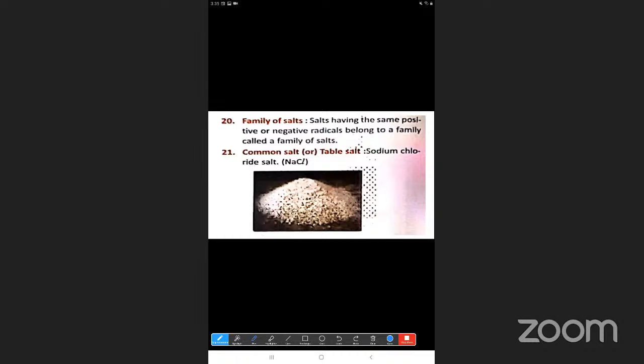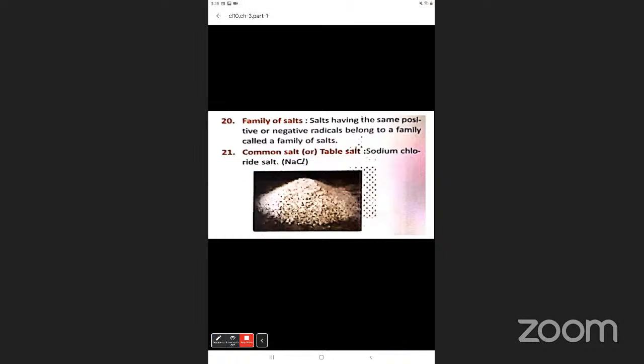And next, common salt or table salt. We use common salt or table salt in our home, right? That is sodium chloride. The formula of sodium chloride is NaCl. So this NaCl is common salt or table salt.